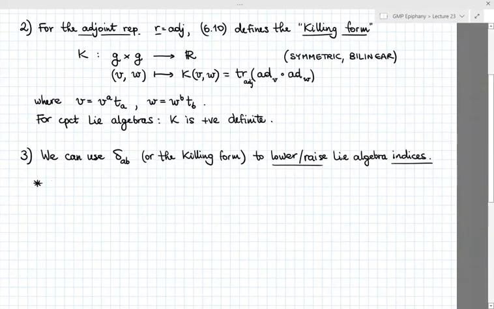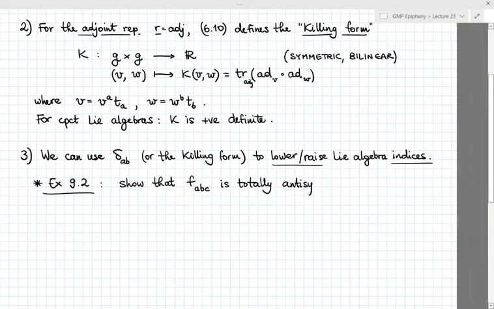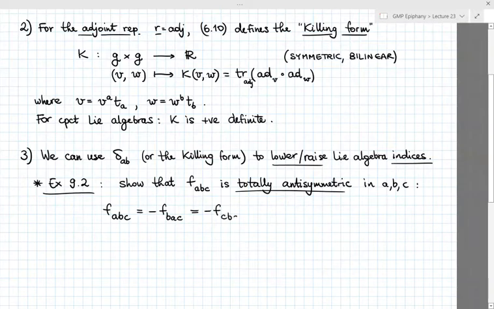And now let me get to the second part of exercise 9. Exercise 9.2. Show that the structure constants lowered, so that now they have all lower indices A, B, and C, is totally antisymmetric in its indices. Namely, if I swap A and B, I get a minus sign. And if I swap A and C, I also get a minus sign. And from this, you can get also what happens if you swap B and C.